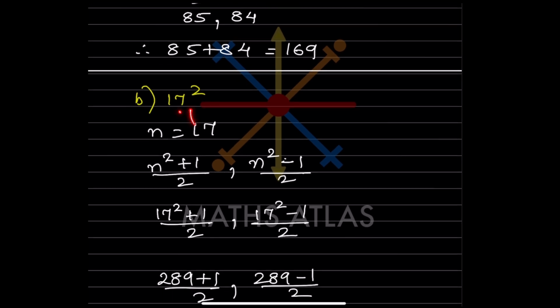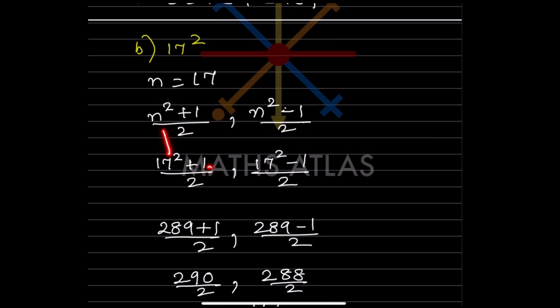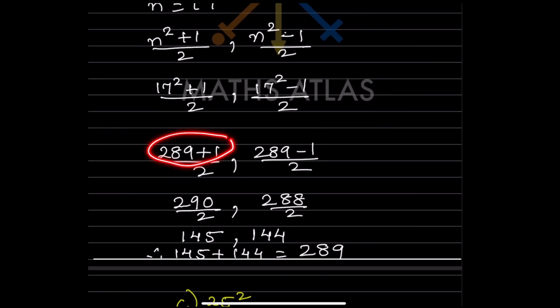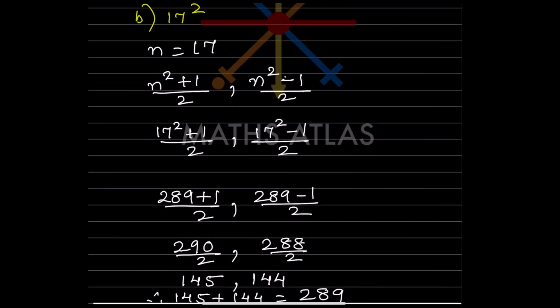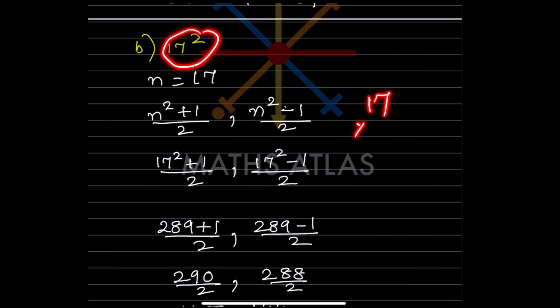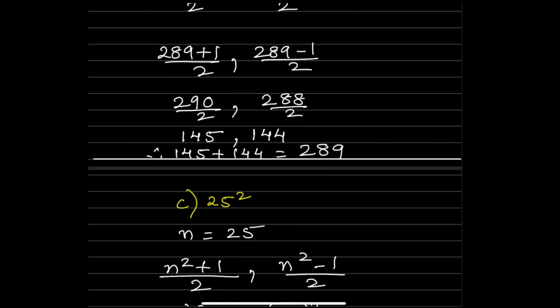Now here n is 17. Same thing, we write the formula first: (17 squared plus 1) and (17 squared minus 1). 17 squared is 289, plus 1 and 289 minus 1. So this is going to be 290 divided by 2 and 288 divided by 2. When you divide, you get 145 and 144. We want the sum, so we add these two numbers, which is 289. To cross check, 17 squared, 17 into 17, when you multiply you get 289. If you don't get this number, that means you have made some mistake.